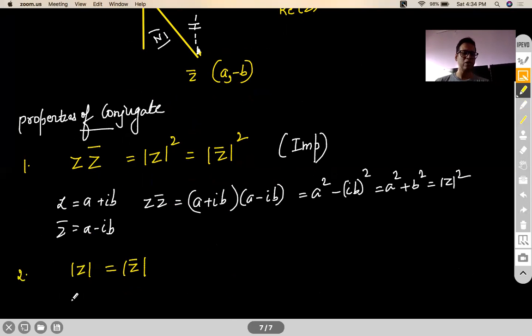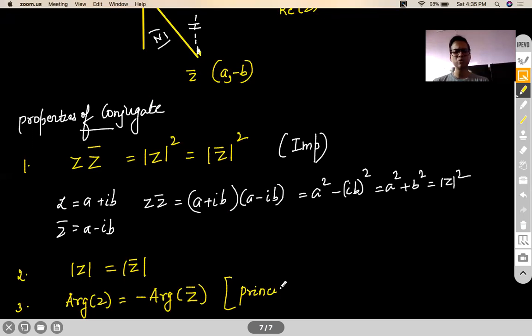The argument of Z and its conjugate are negatives of each other. This is very important. Now I'm talking about principal argument. Please note that I'm talking about the principal argument. I don't think I have to keep repeating this every now and then. Unless stated otherwise, I always will talk about principal argument only. So the argument of Z and its conjugate will always be opposite in sign.